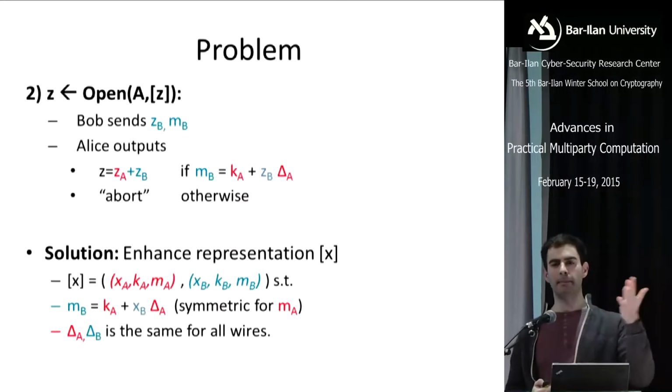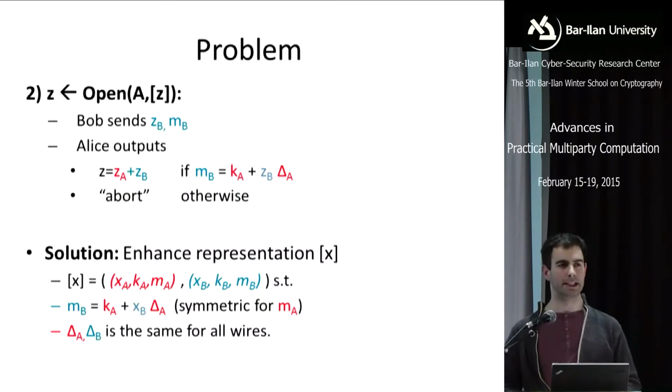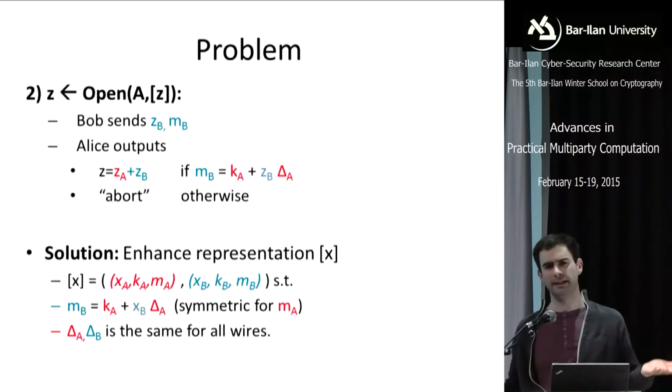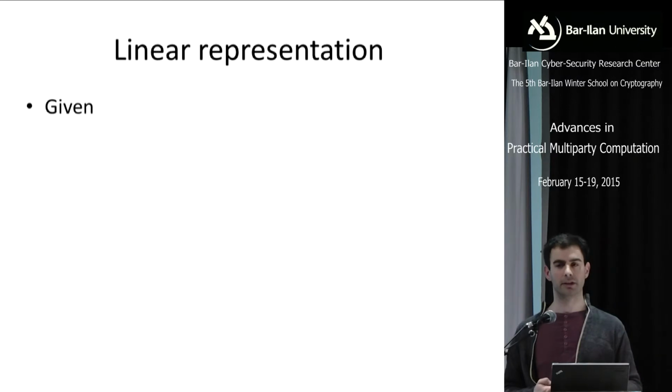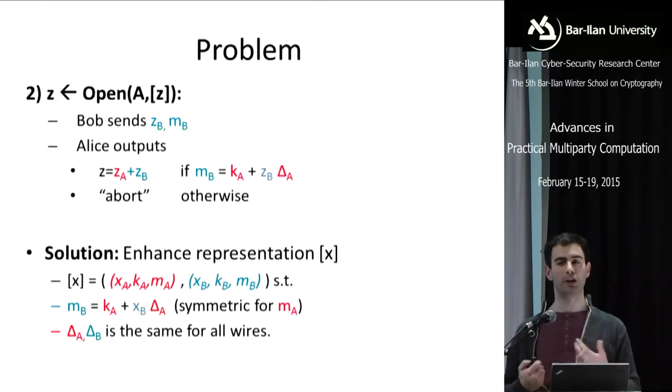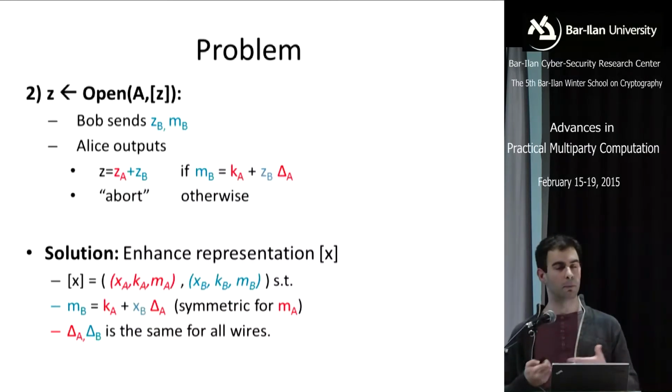Right. So why am I setting this delta to be the same? I told you still secure, but why is this a good idea? It is a very good idea because, of course, now we know the opening phase is secure, but we don't want to lose the ability of computing on this representation. And to be able to compute on this representation, we want this representation to still be linear.